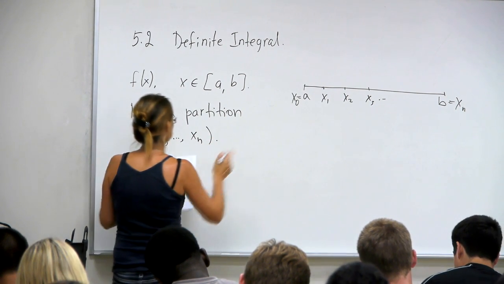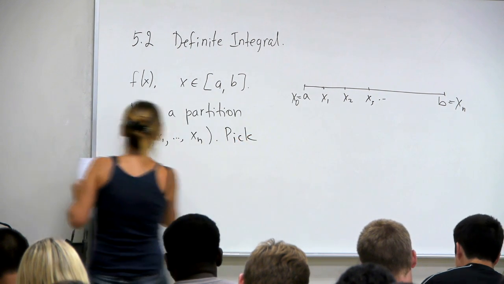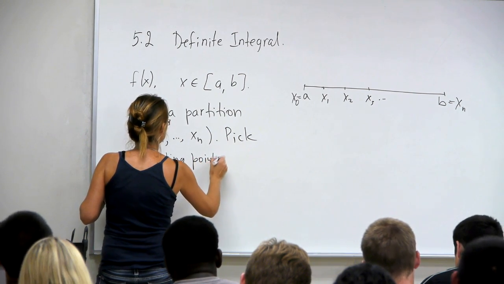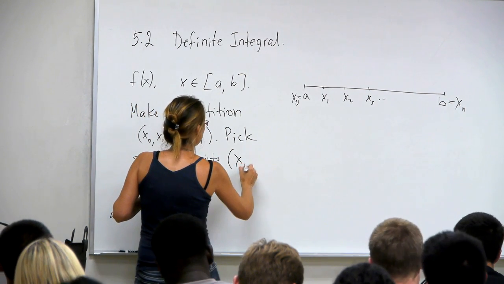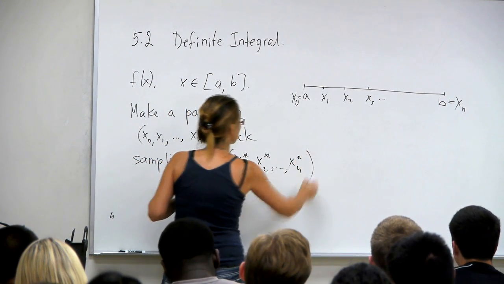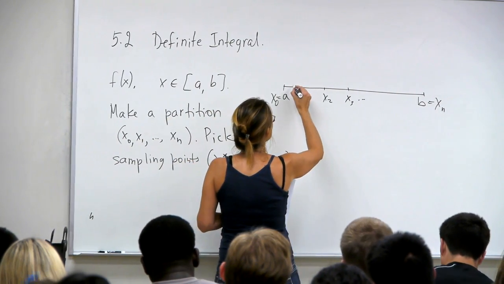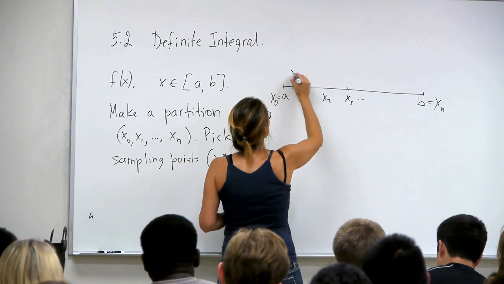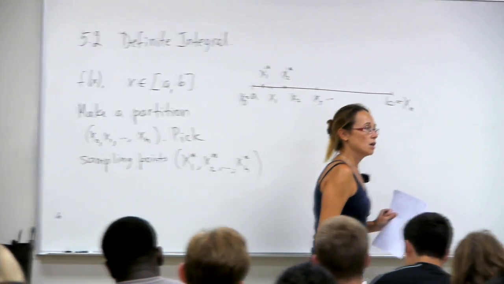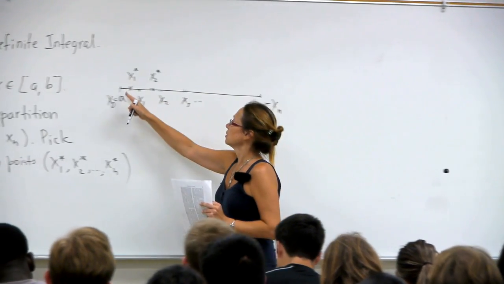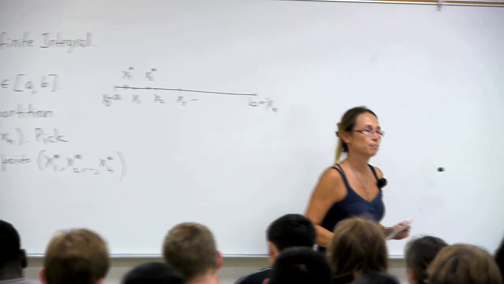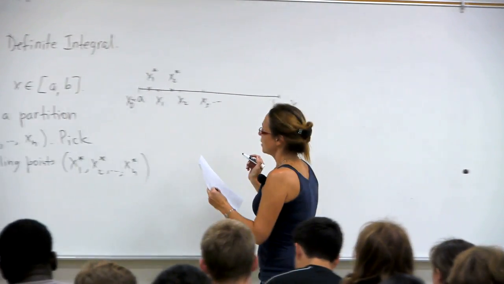Then we pick sample points, which we call x1 star, x2 star, xn star. Basically, inside each subinterval, we pick a point. This I call x1 star, x2 star, and so on. Remember, these points could be either the leftmost point of the subinterval, the rightmost point of the subinterval, or somewhere in between.